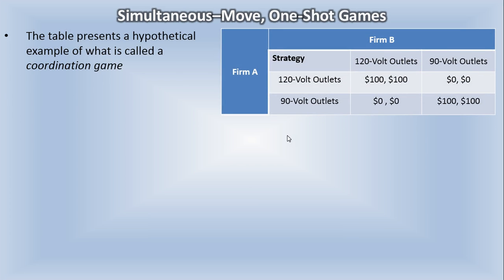So again, we could set up this coordination game as a normal form game, a one-shot normal form game, in which each one can either choose to have the 120-volt outlet or the 90-volt outlet. If they both choose the same outlets, then that's going to generate the highest payoffs. But if they choose different ones, they're going to get low payoffs because, again, people are going to be turned off by the market overall.